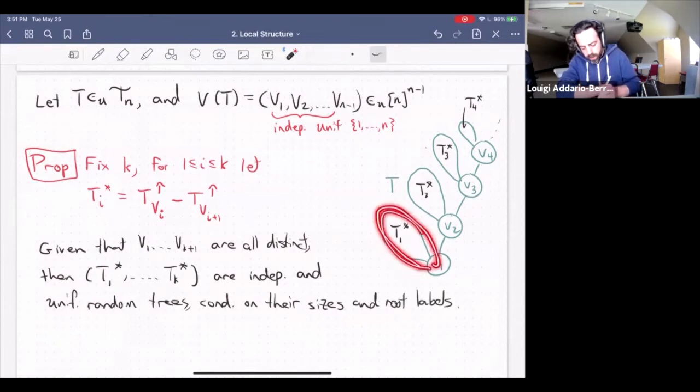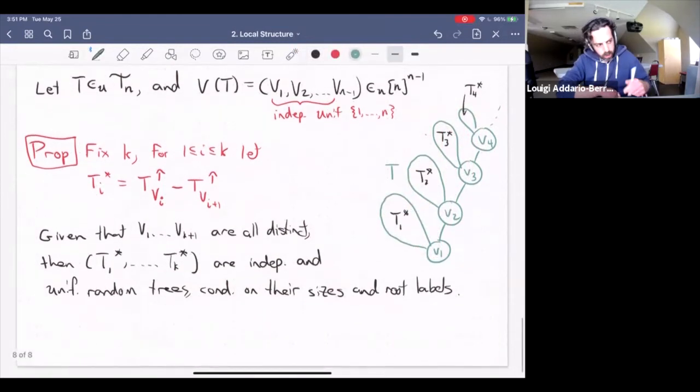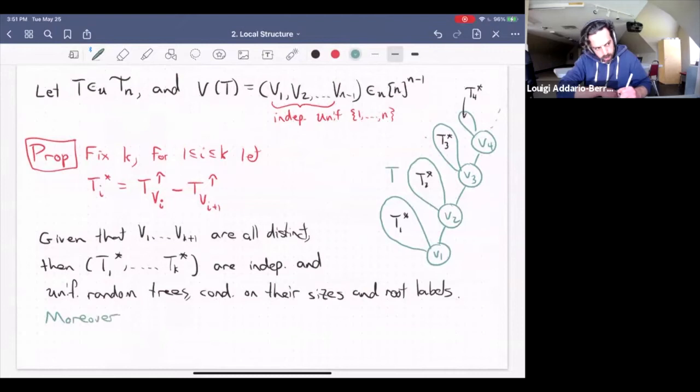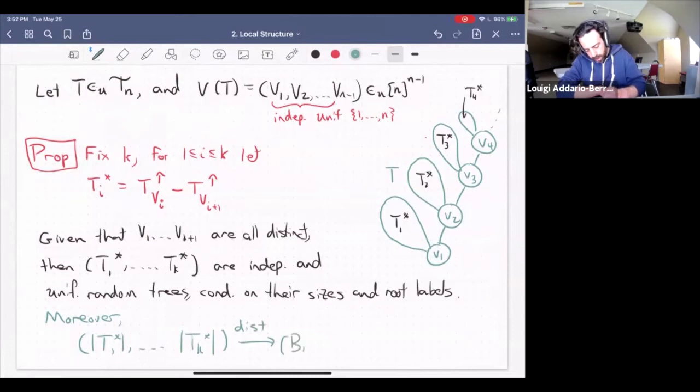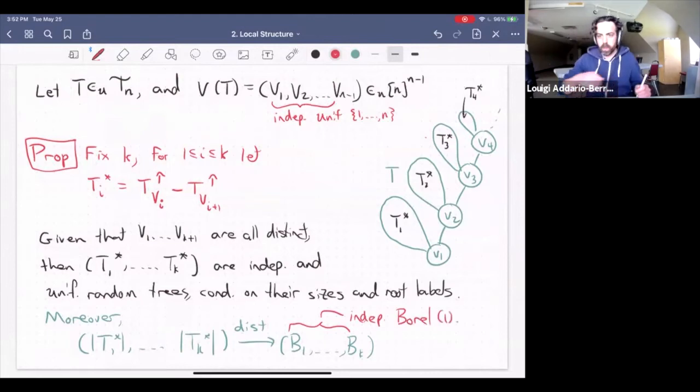If I tell you what's in here and what these labels are, then we just have a sequence of independent trees. And moreover, the vector of sizes, T1 star up to Tk star, converges in distribution again to a vector of independent Borel random variables.